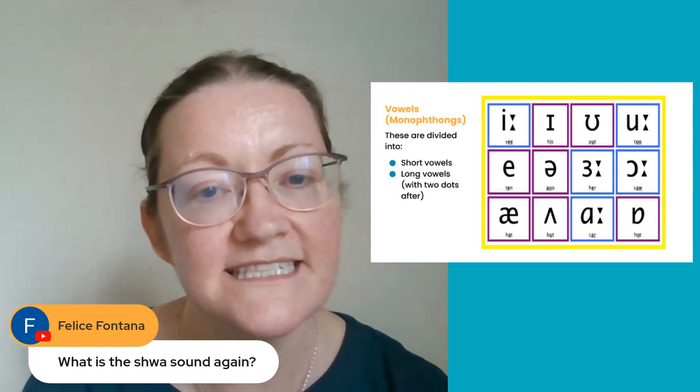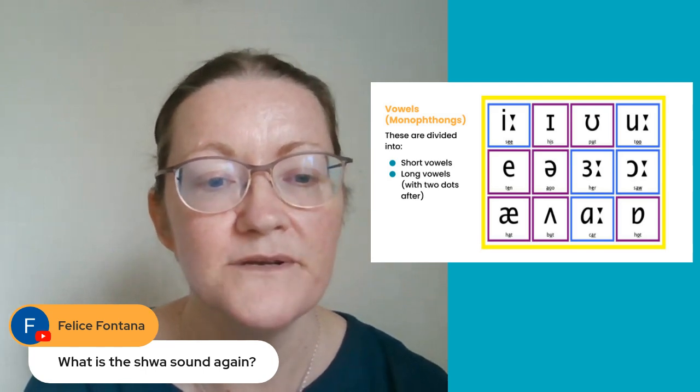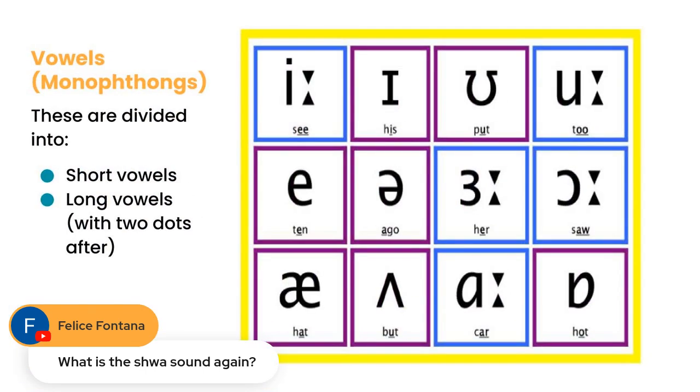So what is the schwa sound again? So we were just looking at our monophthongs, and the schwa sound is right there. It's like the upside down E on the second sound on the second row. So a schwa is basically an unstressed vowel sound.